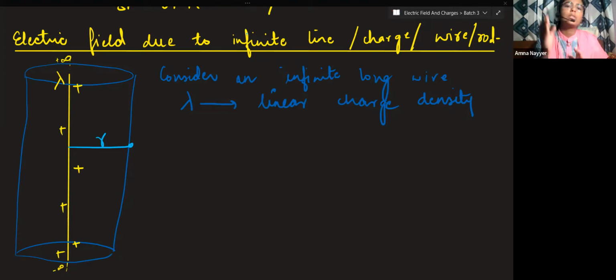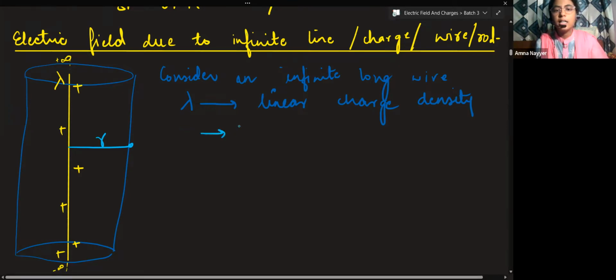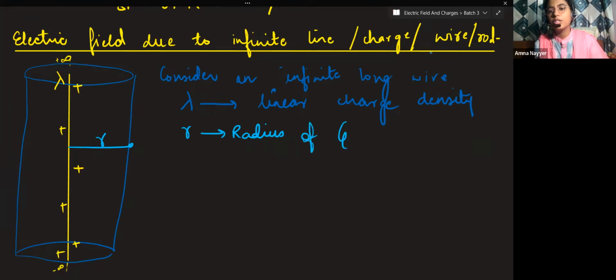Right now we are just focusing on the electric field due to this wire, and the infinite case. If it's not an infinity case, you know how to solve it. For a line you already know how to solve it, but what if it's infinite, how can you calculate? So let's take r as the radius of the Gaussian surface.